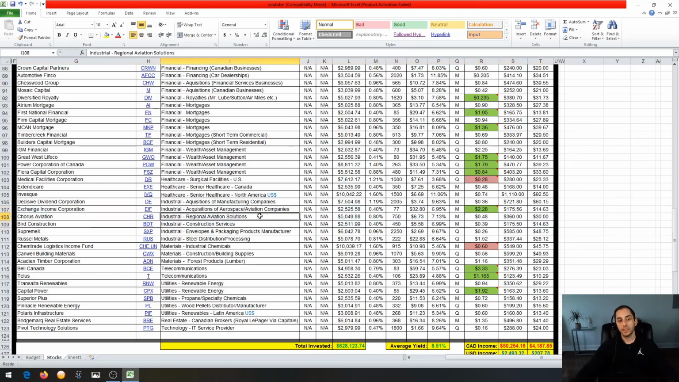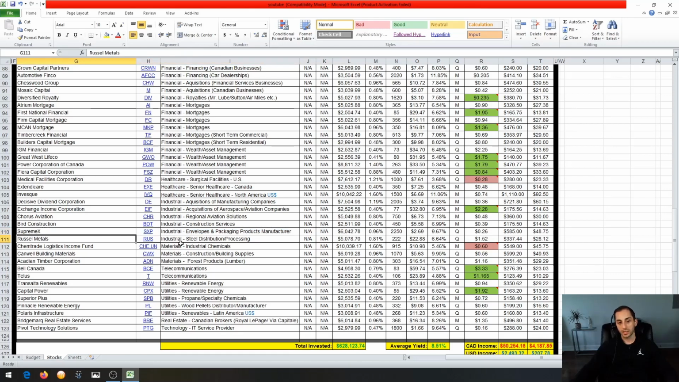Chorus Aviation, these guys provide regional aviation solutions. So their main partner is Air Canada, the biggest airline in Canada, who I work for. And yeah, they basically have a fleet of planes that they lease out to bigger airlines. Bird Construction, I do have a little bit here. They provide construction services, so it's a construction company basically. Supreme X, these guys make envelopes and packaging products, so they're a manufacturer. Pretty small company, but they're actually local in Montreal where I live, which is pretty cool.